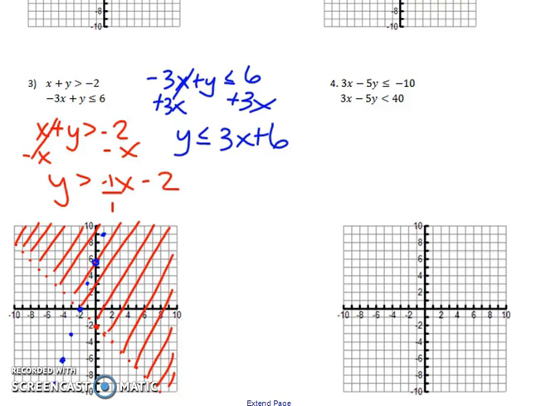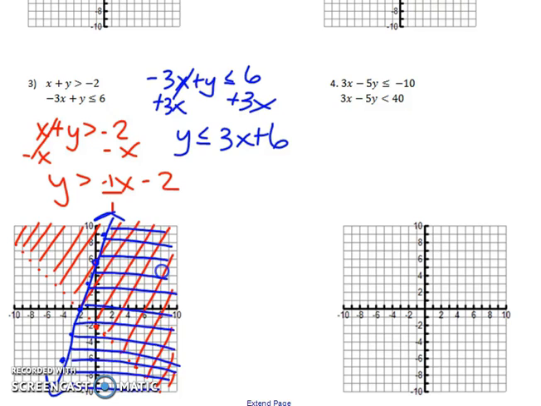Alright, that line needs to be solid. And then you are going to shade below that line. And so here is everything below that line. So this right here, this blue and red area is going to be your solution. So everything right there. Okay?